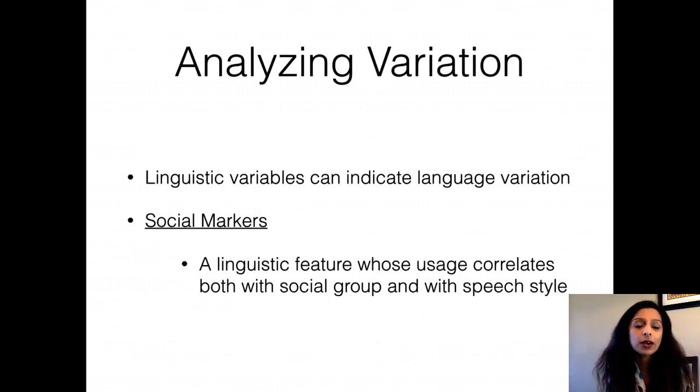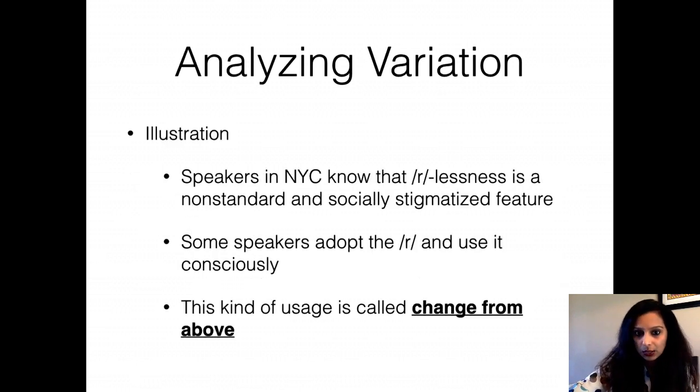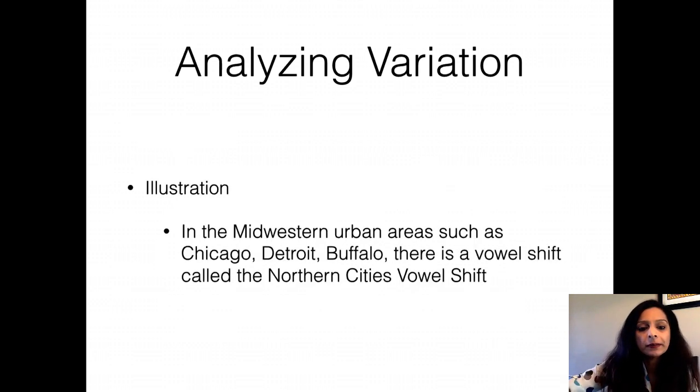The last thing I want to talk about is how we actually analyze variation. We very often talk about social markers or linguistic features whose usage correlates both with the social group and with the speech style of that group. When we talked about speakers in New York City, they know that speaking without the R is a social stigma, and therefore they consciously adopt the rolled R. This is called a change from above because they know it's a social stigma and want to change.